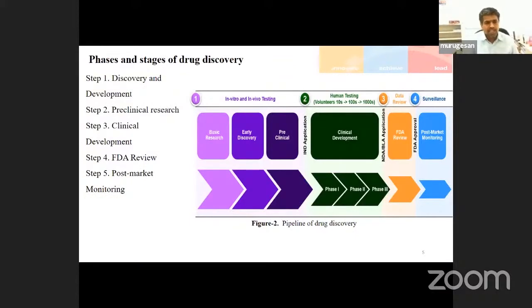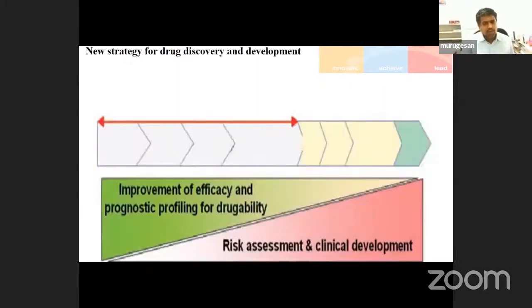So these are the various phases and stages of drug discovery: discovery and development, preclinical research, then clinical development, then FDA review as well as getting approval, then post-marketing monitoring, everything. What I discussed so far are the earlier ways of drug discovery. Now this is the new strategy for drug discovery.